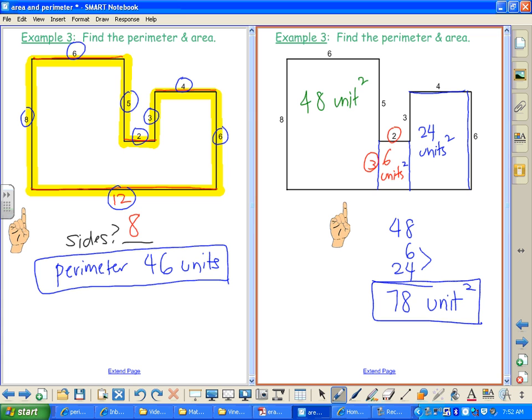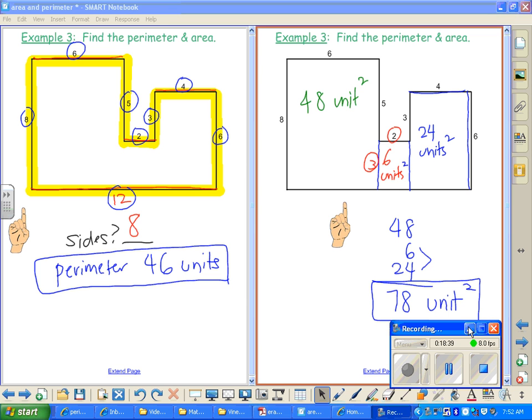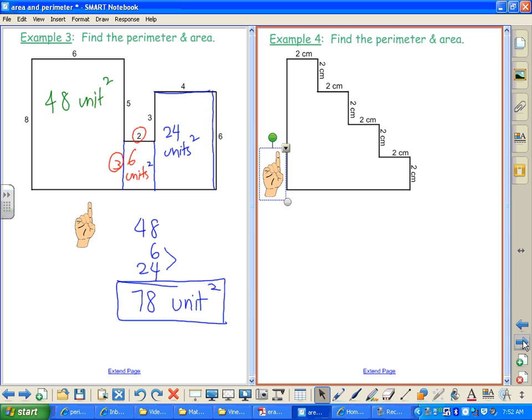Okay? Did you get that? Check to see if you got it. If you did not get it, rewind the video to make sure that you've got it here. You know how to do this. We've got 2 more examples here. The next example, example 4. Finding the perimeter and the area of this particular one here.